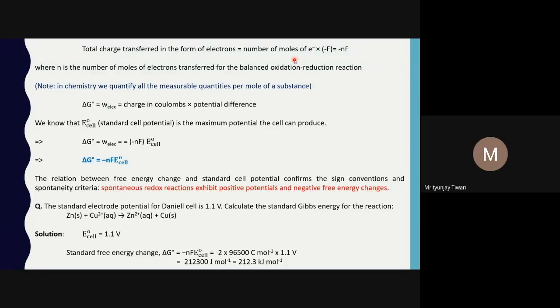So what can we do? The total number of electrons thus transferred will be the number of moles of electrons times the Faraday's constant. This F is the charge of a mole of electrons, and as I explained earlier, the charge is minus F. So this is minus nF. The net charge is minus nF, where n is the number of moles of electrons transferred in the balanced oxidation reduction reaction. In the case of the Daniell cell, it is 2.